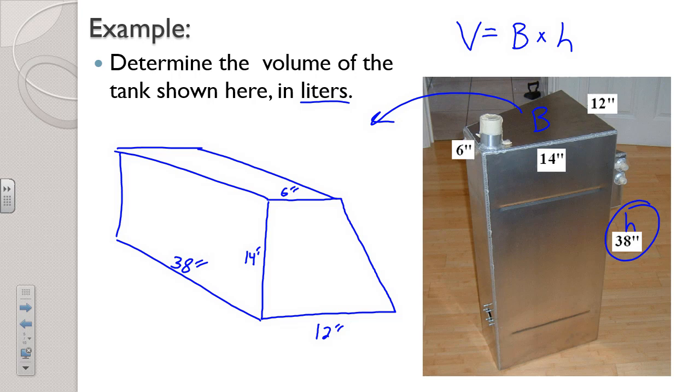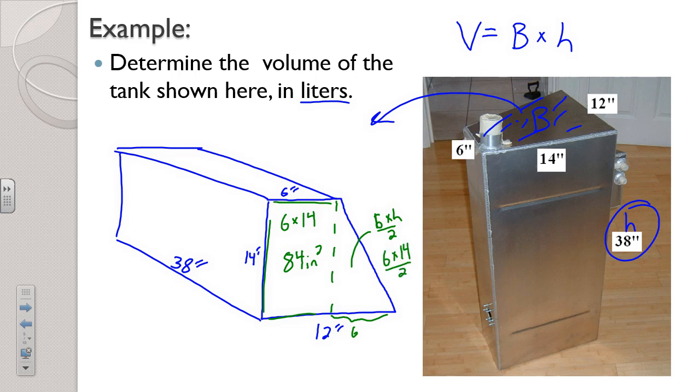Okay, so we need to find the area of this end, or the base of this prism. Let's do that by breaking this in half. The left side is a rectangle that is 6 by 14. 6 by 14 is 84 square inches. The triangle on the right, if that's 6 inches, this must also be 6 inches. And so the area here must be base times height divided by 2, since it's a triangle. That's 6 times 14 divided by 2, and that gives you 42 square inches.